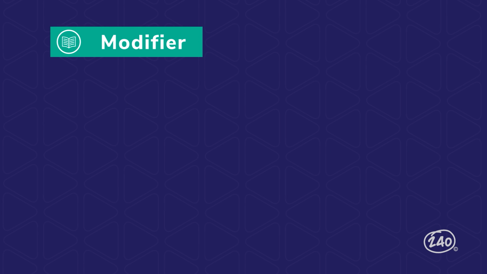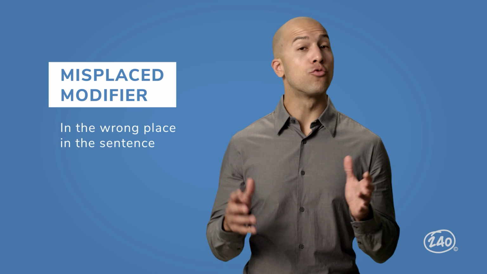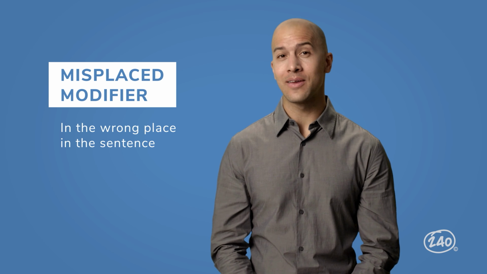A modifier is a word, phrase, or clause that adds emphasis, explanation, or detail to a sentence. Modifiers can be misplaced or dangling. A misplaced modifier is in the wrong place in the sentence.